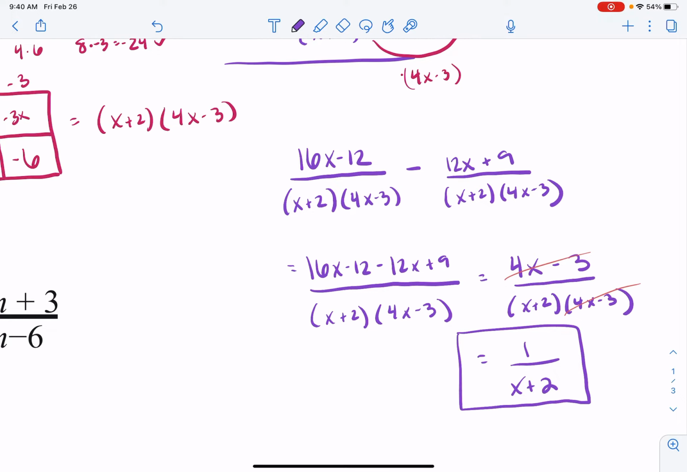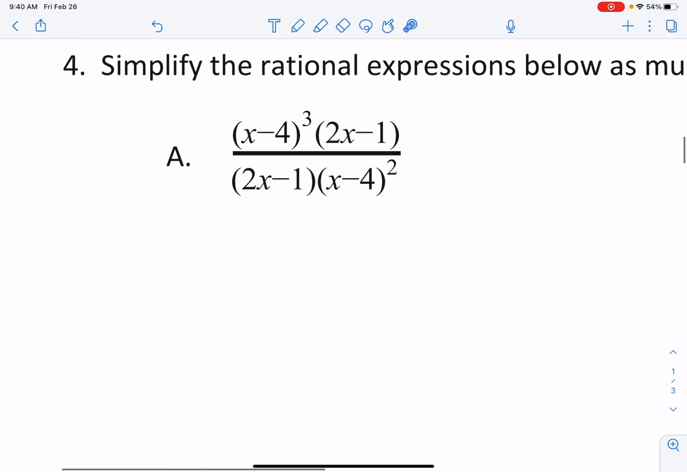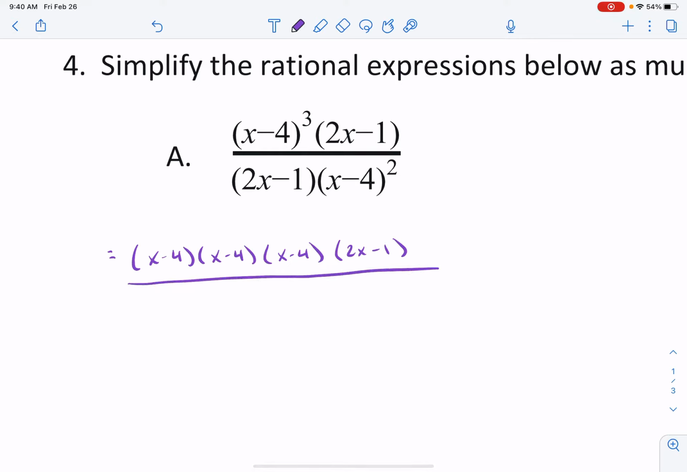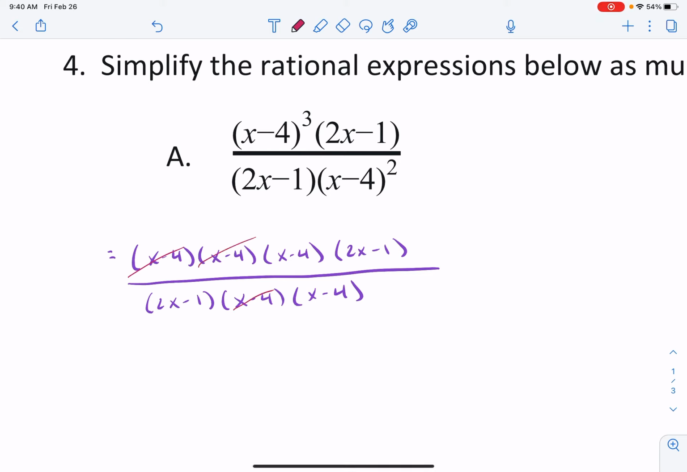Okay, so now let's get back to multiplication here. It says simplify the rational expressions below as much as possible. So when I look at A, I see x minus 4 cubed times 2x minus 1 over 2x minus 1 times x minus 4 squared. So one thing we could do is just write them out. So I have x minus 4, x minus 4, and let's do some canceling. So x minus 4 goes, 2x minus 1 goes. So I'm just left with 1 times x minus 4.